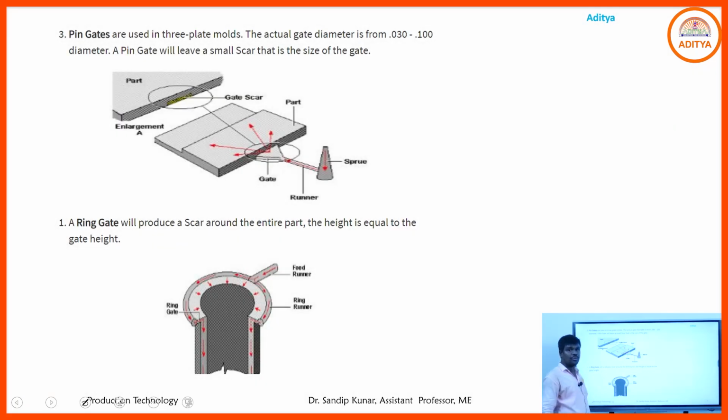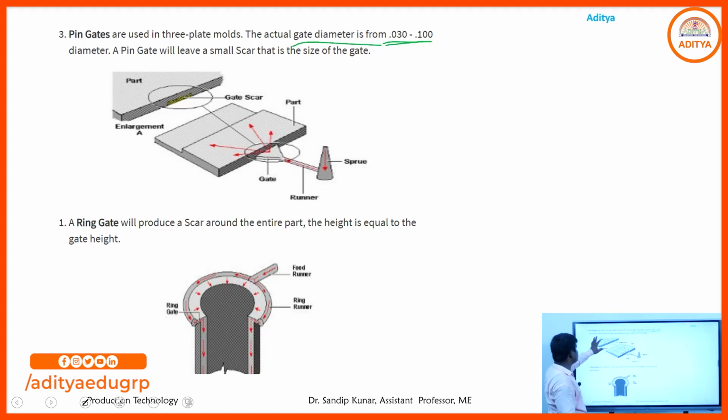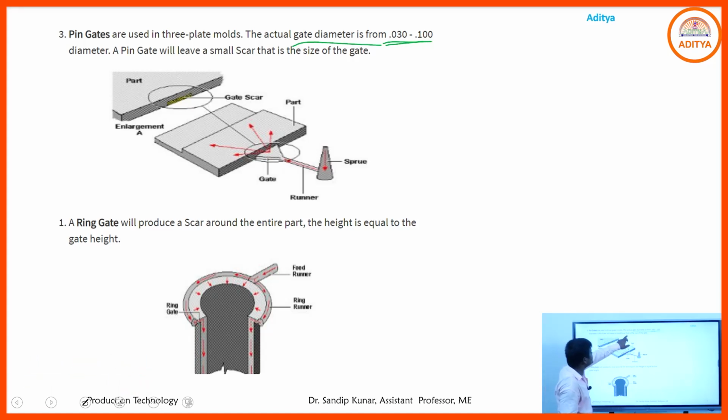Now we are coming to the pin gate. Pin gate means in 3 plate molds, meaning 3 parts: scope, drag and parting line. In those cases, when we provide the gate, the entry of the liquid metal acts like a pin shape, and through that pin shape the gate diameter varies from 0.030 to 0.100. A pin gate will leave a small scar, the size of the gate.